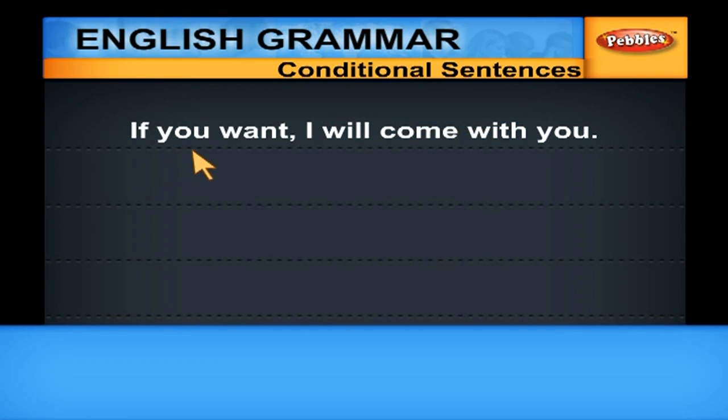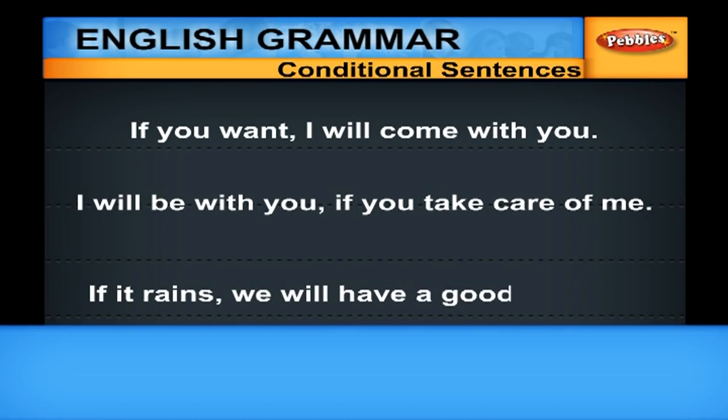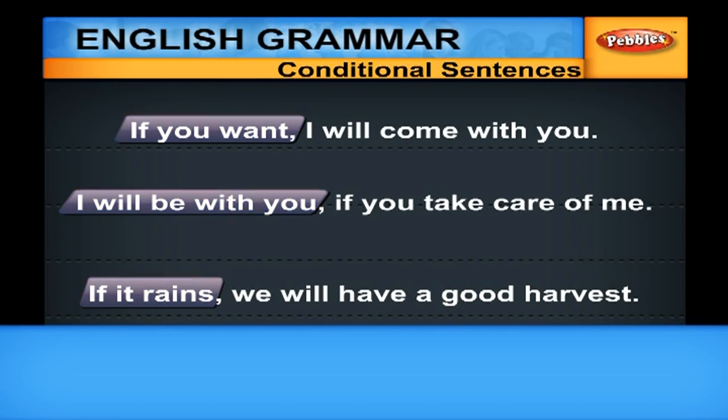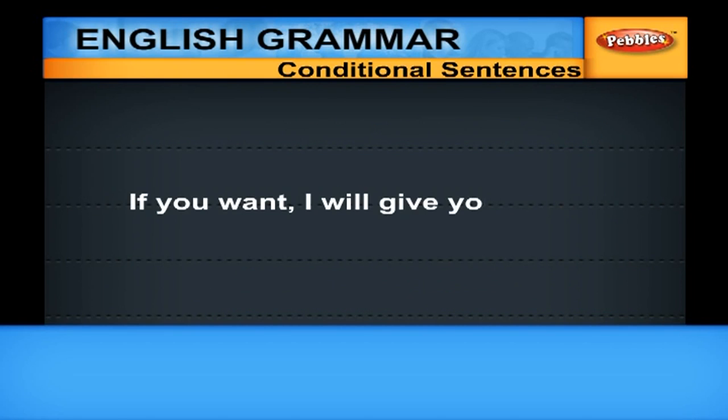You simply say that if this condition is fulfilled, I will do something. Examples: if you want, I will come with you. I will be with you if you take care of me. If it rains, we will have a good harvest. Here, you don't say whether it will happen or not. All that is implied is, if this condition is fulfilled, the rest will follow. In the probable condition, in the if clause, you have to use simple present. In the main clause, you have to use simple future.